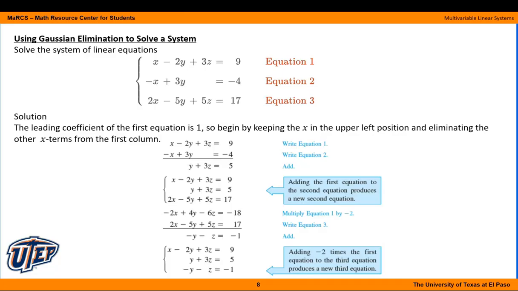After these operations, the first column has the desired stair-step structure. The system is becoming increasingly organized and closer to row echelon form.